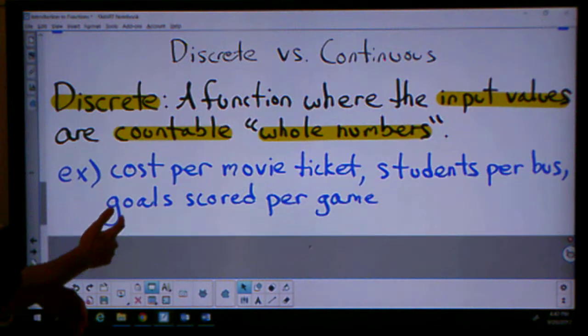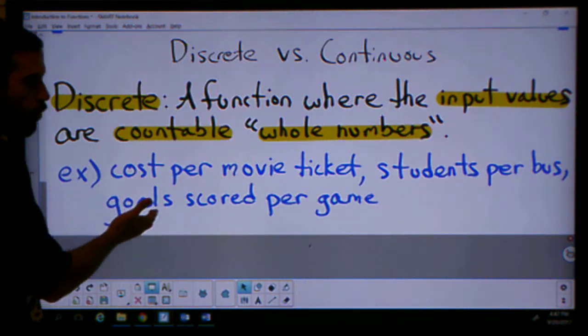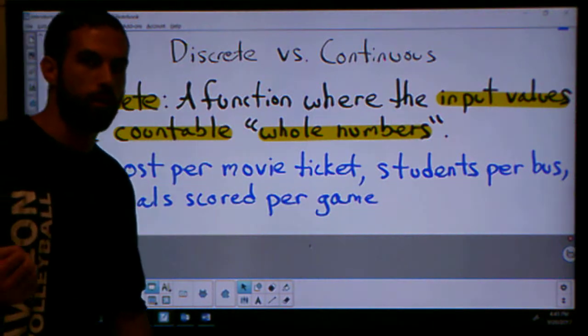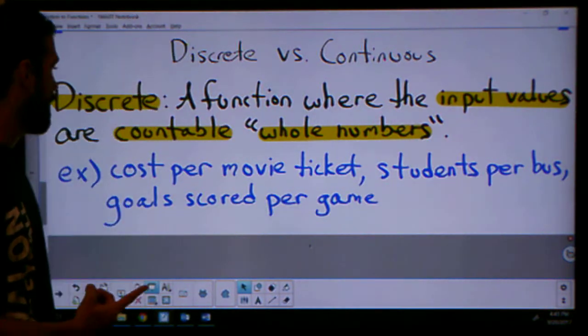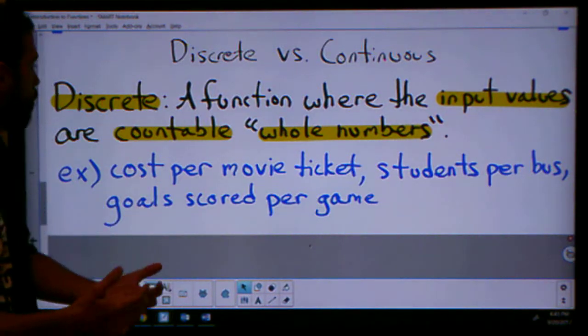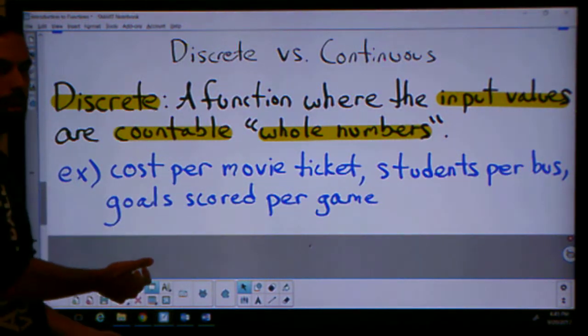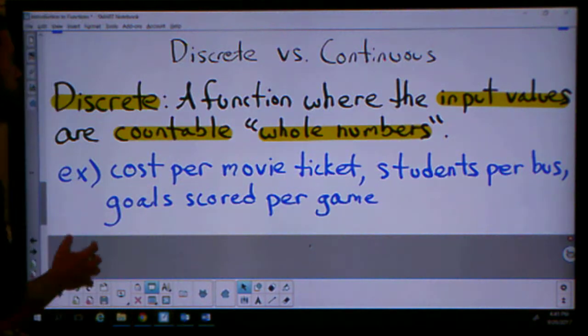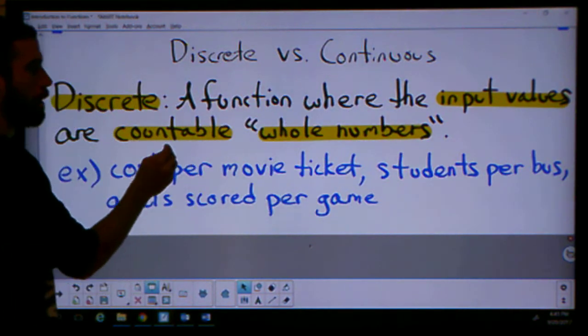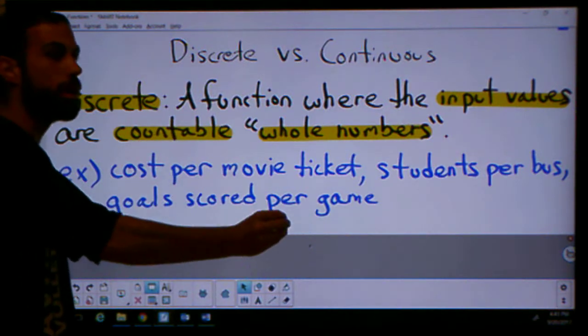And then because it's the soccer season right now, the goals scored per game, if you score a goal, you are receiving 1 point for that goal, and you're not getting half of a goal. If the ball enters the back of the net, well then you are scoring the point. You are not getting a fraction of a point. A discrete function is one where the input values are countable individual units.